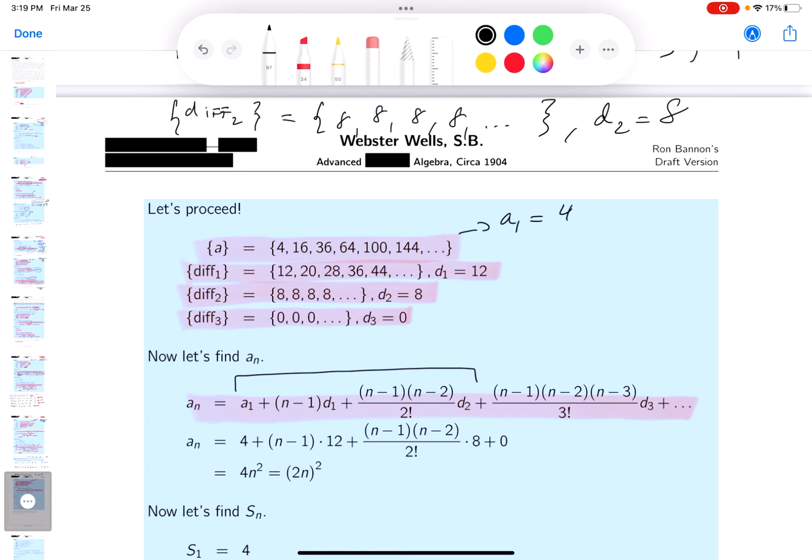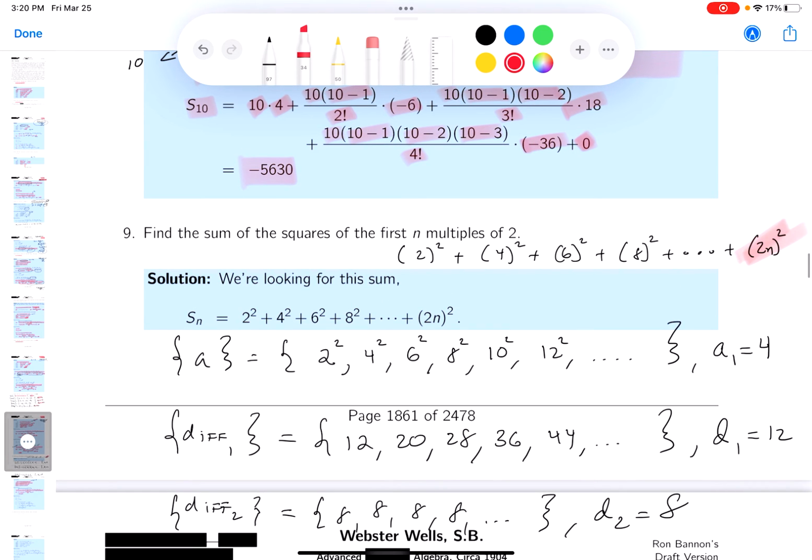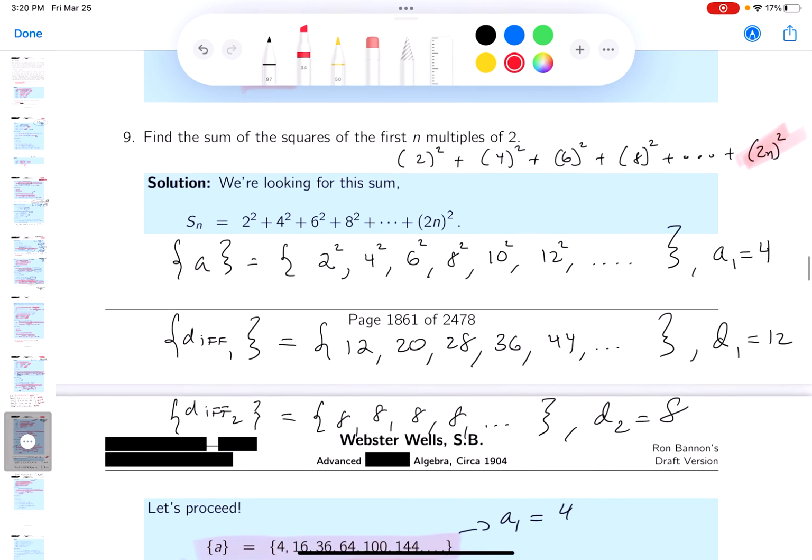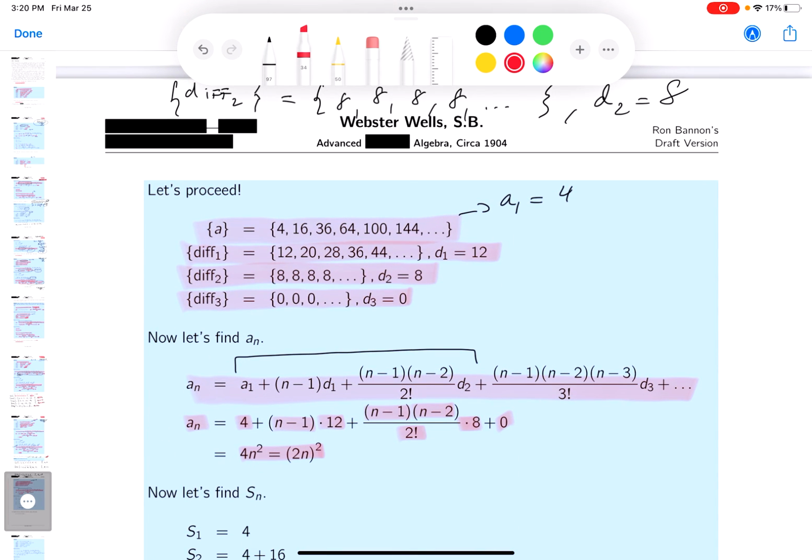All right, let's write this down. What's An going to be? An is going to be equal to A1, which is 4. Now, n's an abstraction, some integer, by the way. Plus n minus 1 times D1, which is 12. And then plus n minus 1, n minus 2 over 2 factorial times 8. But everything after that is going to be 0. All right, now, it should not come as a shock to you that if you simplify this thing, you're going to get 4n squared, or the quantity 2n squared. We were expecting to see that. We really were.